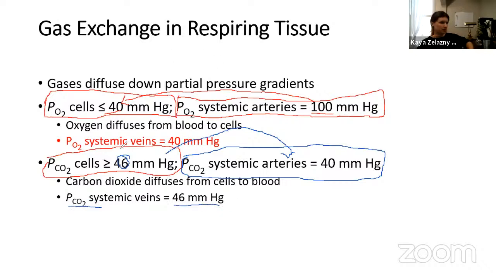Okay. So this is the exact opposite of the process happening in the alveoli. We just have the same thing happening in the respiring tissue, but the gases are going the opposite direction. So in this case, instead of having oxygen going into the blood, oxygen is coming out of the blood and going into the cells, and the opposite for carbon dioxide.